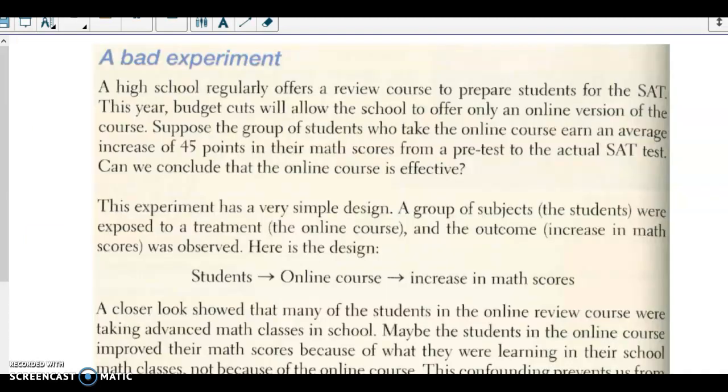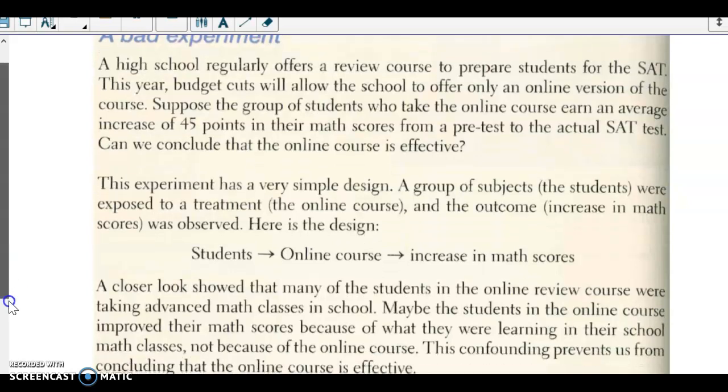Okay, this is an example of a bad experiment. Again, if you need to pause the video, please do so. A lot of times I can't pause and wait, but you can always pause it so that you can take a look and read through it. But basically, we have a group of students. They're going to take the online course, and then we're going to see if they increase their math scores. Kind of makes sense, right? It's a simple design, but there are some issues with this.